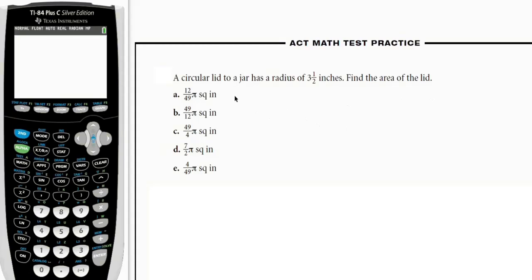Alright, so guys, this question involves a circle. So basically, all you need here is to know the formula for the area of a circle and apply it, and you will get the correct answer. So the radius is 3 and 1/2. So let's convert this mixed fraction into an improper fraction. So it will be 2 times 3, 6 plus 1, that's 7/2. So it's now an improper fraction, which is 7/2.